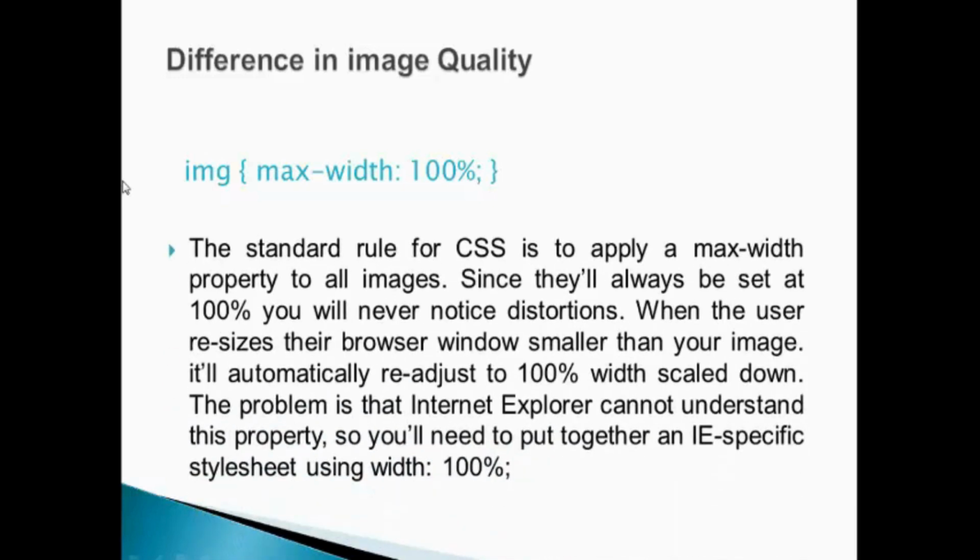The standard rule for CSS is to apply a maximum width property to all images. Since they will always be set at 100%, you will never notice distortions. When the user resizes their browser window smaller than your image, it will automatically readjust to 100% width scale down. The problem is that Internet Explorer can't understand this property, so you will need to put together an Internet Explorer specific style sheet using width 100%.